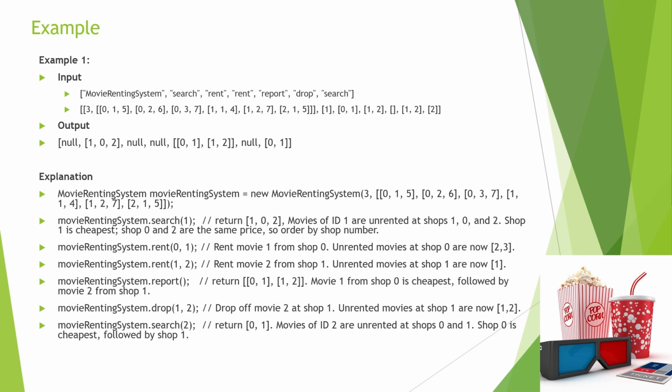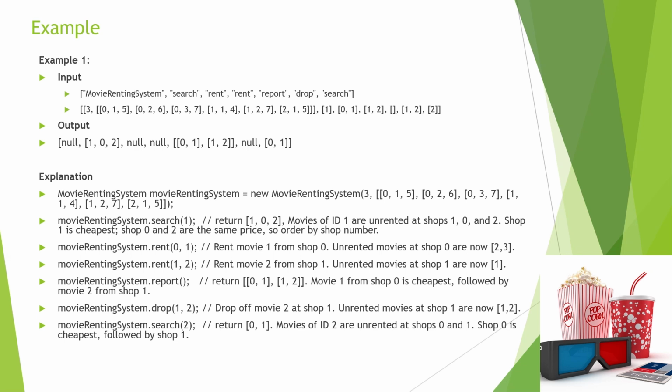Search can return a maximum of 5 shops in the order of price from minimum to maximum. The minimum one is shop 1 because it carries the movie with price 4, whereas shop 0 and shop 2 both carry movie 1 with price 5. But here is the catch: if shops carry the same price, return them in order of their shop ID. Since 0 comes before 2, it is 0 then 2. So the answer to the search operation would be 1, then 0, then 2.